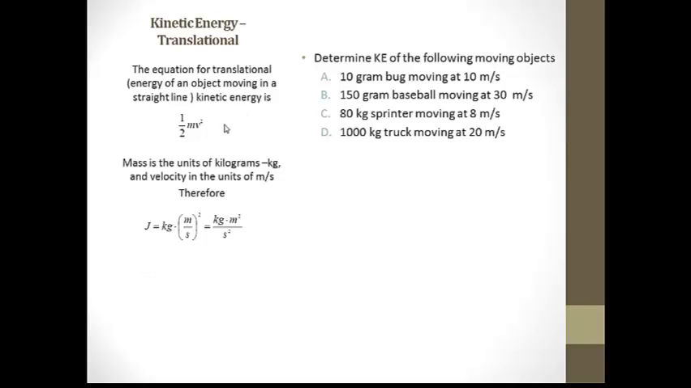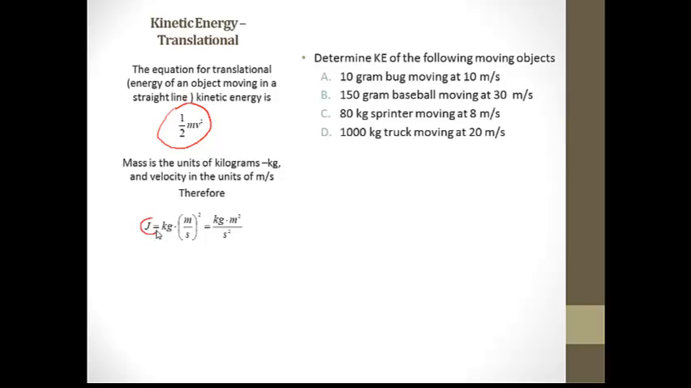Kinetic energy for translational motion, or translational kinetic energy, is the energy of an object moving in a straight line. The formula is right there: 1/2 mv squared. M being the mass, measured in kilograms, and v being the velocity. To simplify how the units work out, you just substitute in the units. So a kilogram goes in for mass, meters per second in for velocity. Then you complete the operation, you end up with kilogram times meter squared over second squared, and that is equivalent to a joule.